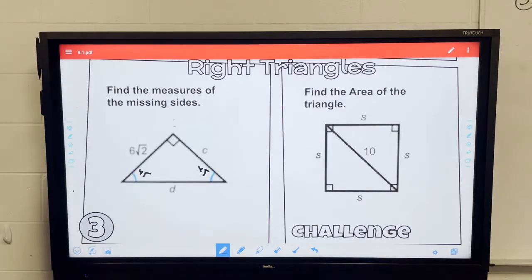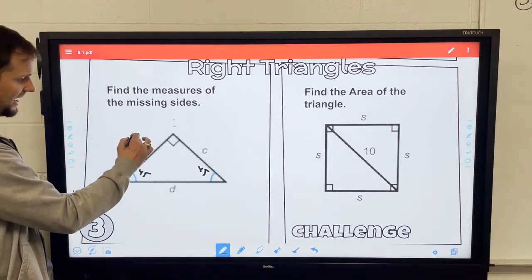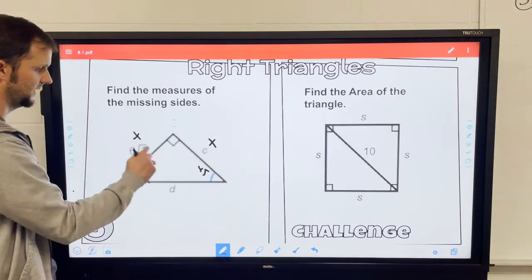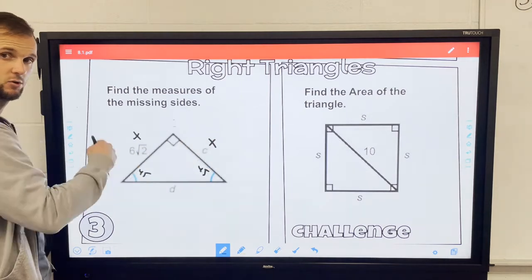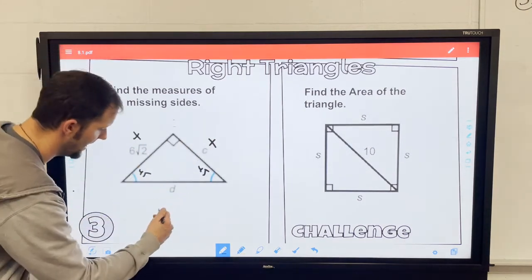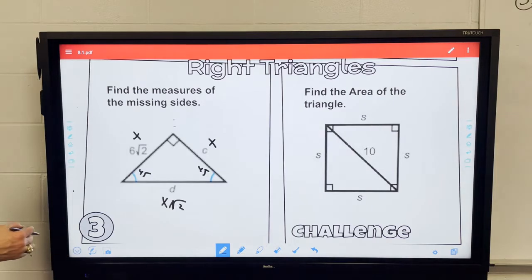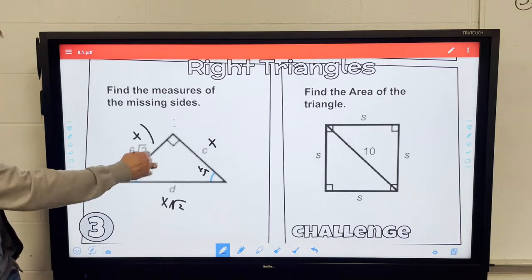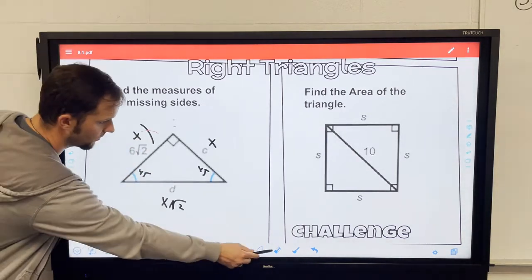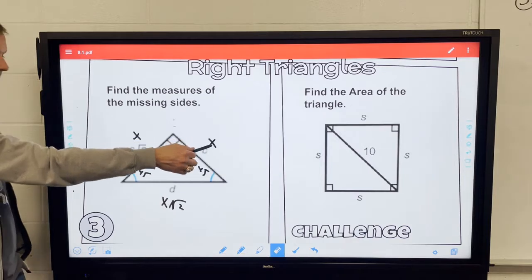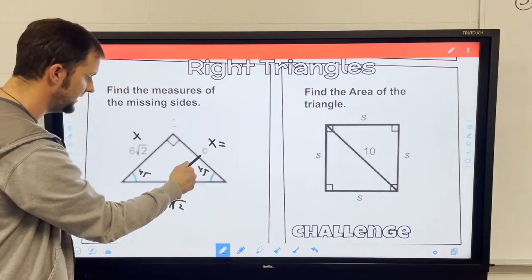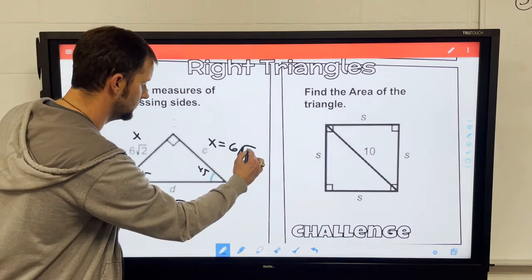So since I have a 45, 45, 90 right triangle, I know that my two legs are going to be congruent. So that's why I'm writing x and x. I'm doing the template here. And then to find my hypotenuse, I'm going to do x times the square root of 2. So right now, I know that x is going to be 6 square root 2. So now, to get my other leg, it's going to be the same measure. So x over here, or c in this instance, would be 6 square root 2.